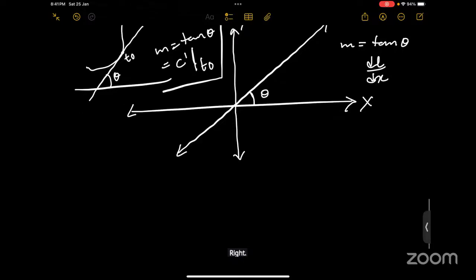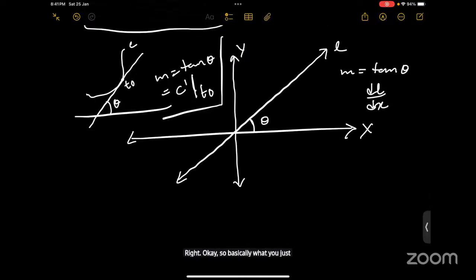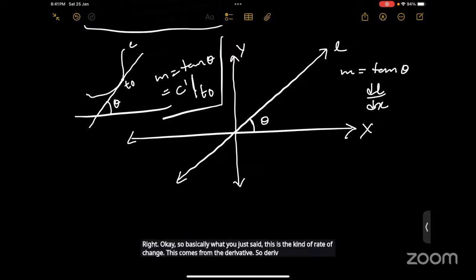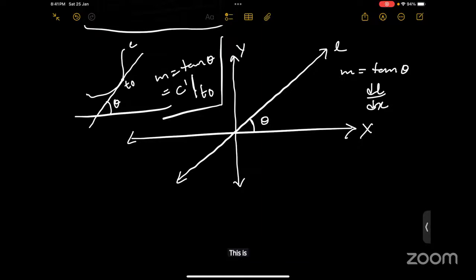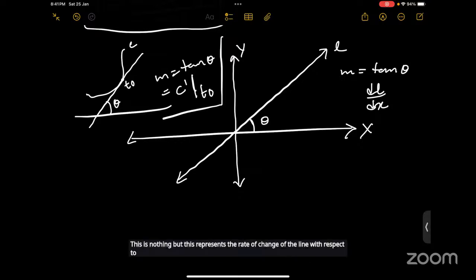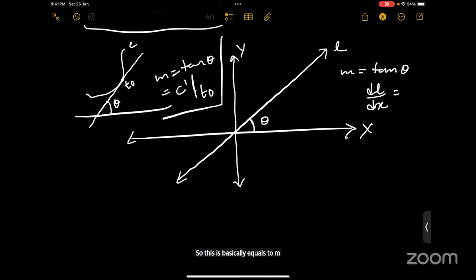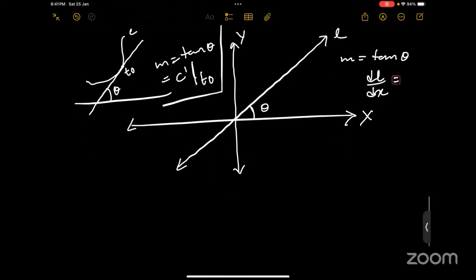So this is a kind of rate of change, and it comes from the derivative. Derivative means that small dl is a small portion of the line, and dx is again a small portion of the x-axis. So this represents the rate of change of the line with respect to the x-axis, which equals m, which equals tan theta. That means our slope. Anything else? Any doubt?